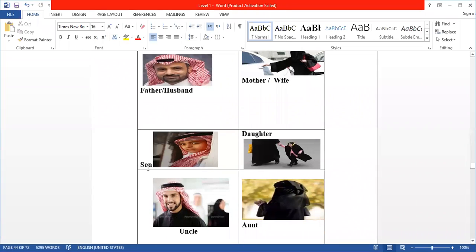Son. Son, a person's male child. A person's male child, we call him son. هو الابن. Daughter. Daughter, a person's female child. Opposite of son. Son, ibn, daughter. Daughter.